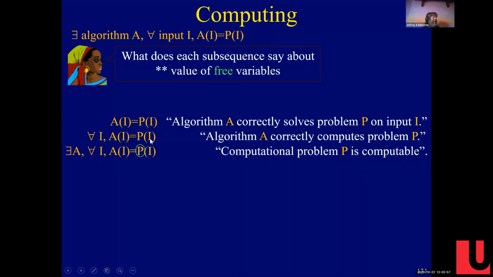We care about P. What are we saying about P? We're saying P is computable, right? That's what this sentence is. It's a free variable. If P is computable, then it's yes. If P is not computable, then it's no, right? Everybody get that?